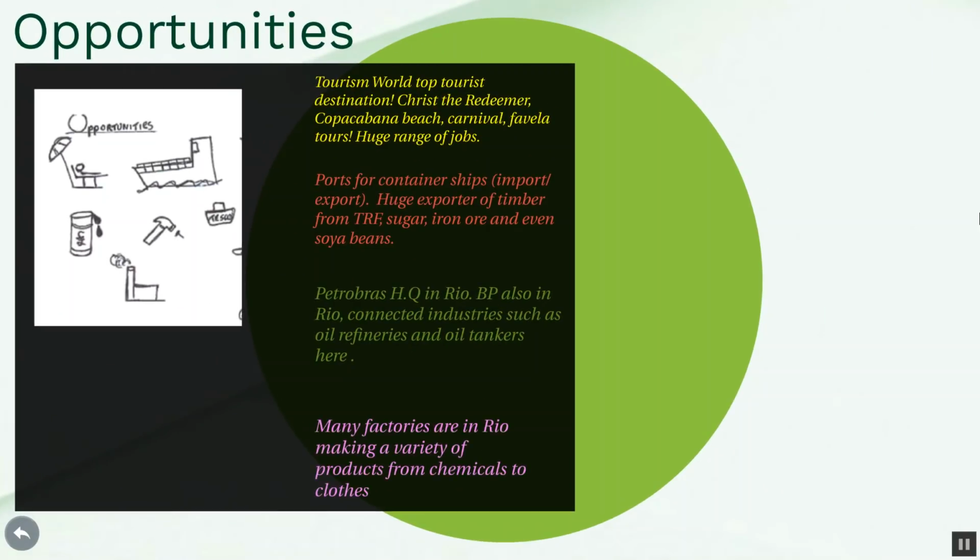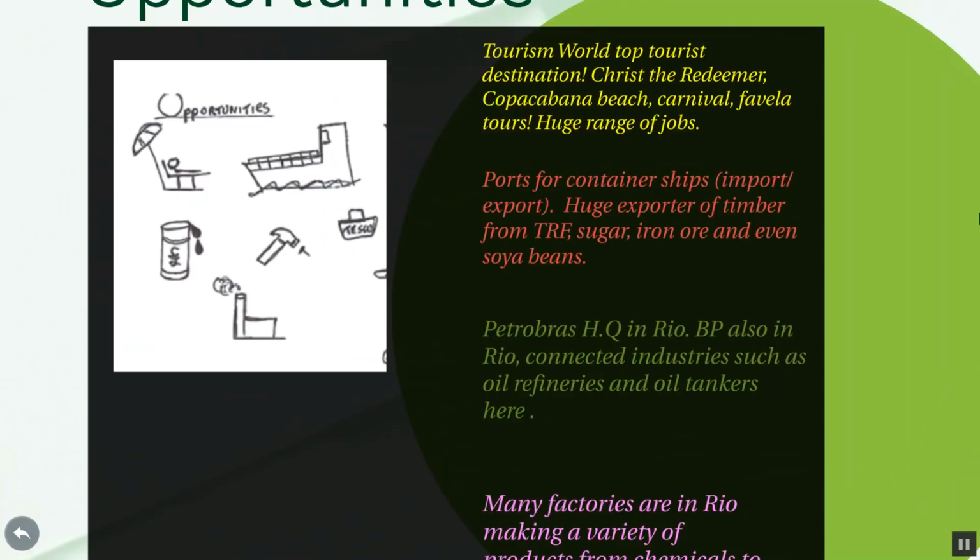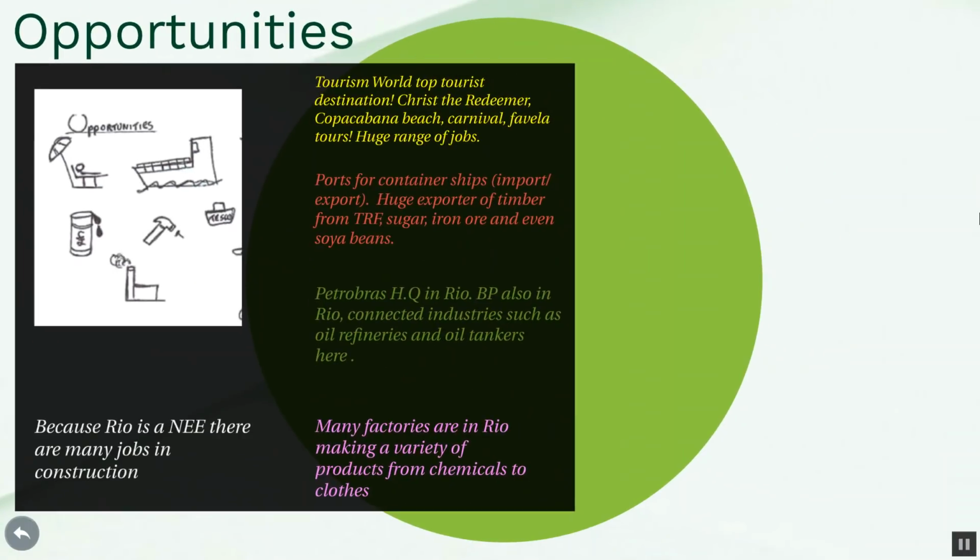Down here, this is supposed to be a factory. There's many factories in Rio making a variety of products from chemicals to clothes, huge textiles industry in Brazil and Rio itself as well. Because Rio is an NEE city, remember that means newly emerging economy, there's lots and lots of building work going on, improving the favelas, making new areas for people to live. So there's lots of jobs in construction. So people will come from all over the country and also all over the world to find jobs in construction.